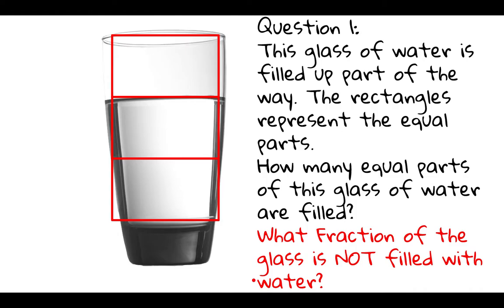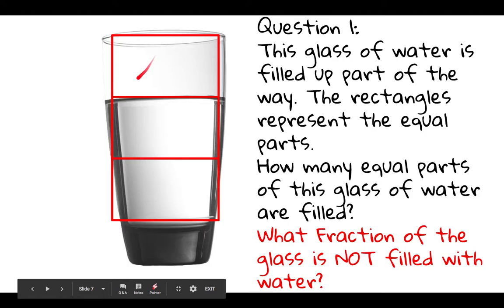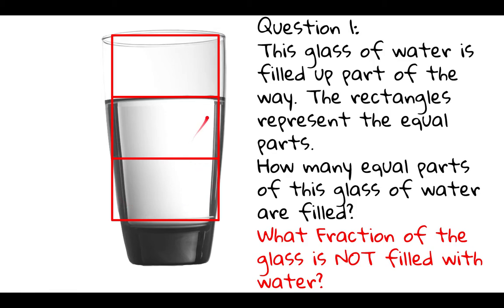So question number 1 is, this glass of water is filled up part of the way. The rectangles represent the equal parts. So this part right here, this line is where it's filled up to. So I have 1 section filled with water, 2 sections filled with water. And I want to know how many equal parts of the glass of water are filled. Well, there are 2 parts of the water that are filled. 2 parts of the glass are filled.